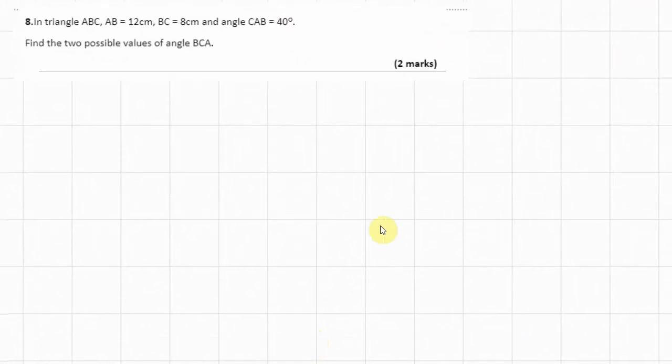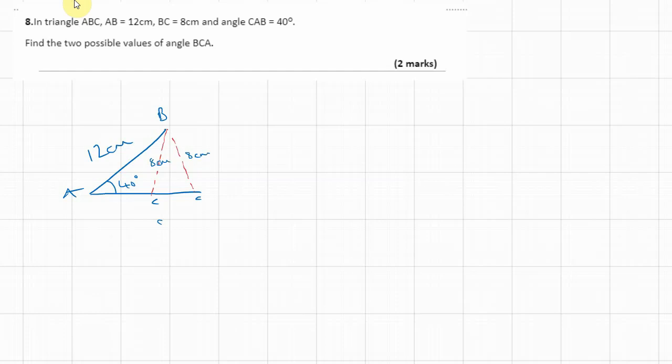So, a bit of ambiguous case sine or cosine rule. So we've got a triangle ABC. AB is 12 centimetres. And CAB, so A, B, C is going to be somewhere down there. We've got a degree of 40. So in red, this is either going to be 8 centimetres. Well, I mean, it could be like that. And it also could be like that. So C could be either of these. But we know that these lines are 8 centimetres.